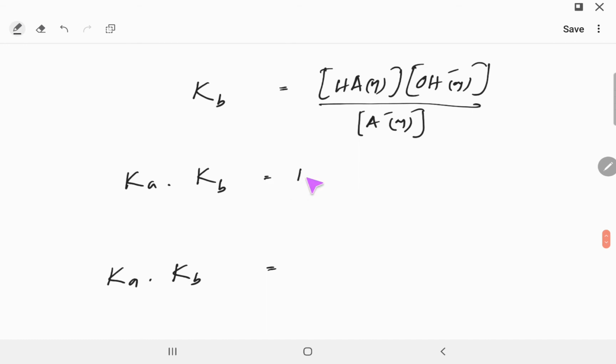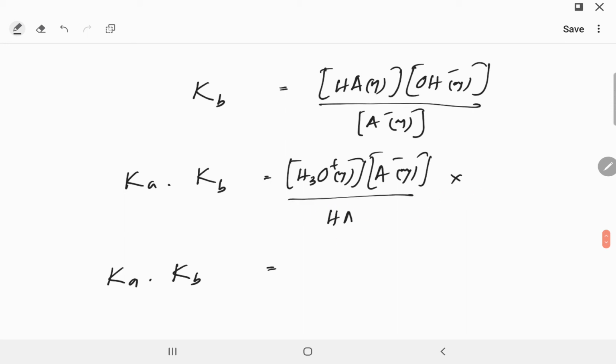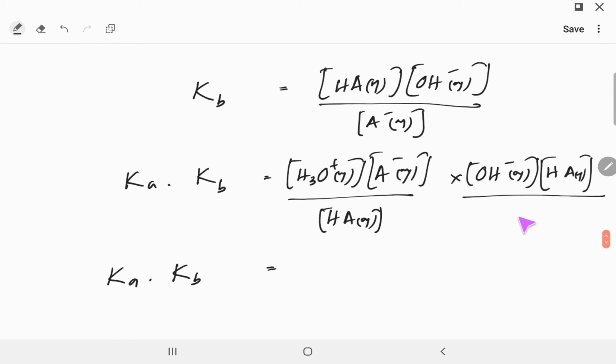So Ka is H3O plus concentration times A minus concentration. I would recommend that you do this with me so that you can practice how to use these terms. So this is your Ka, and then multiplied by Kb, which is OH minus concentration times HA concentration, over A minus concentration, the conjugate base concentration, right?